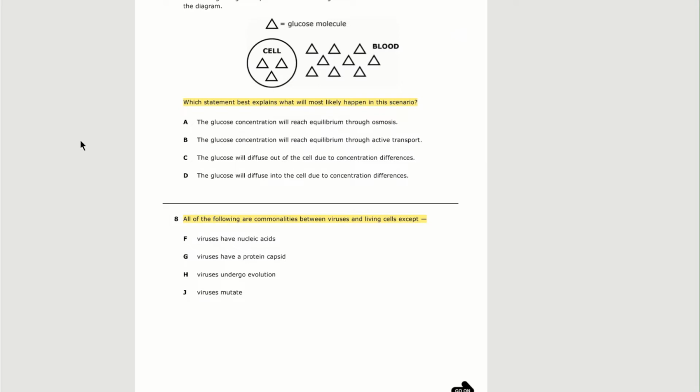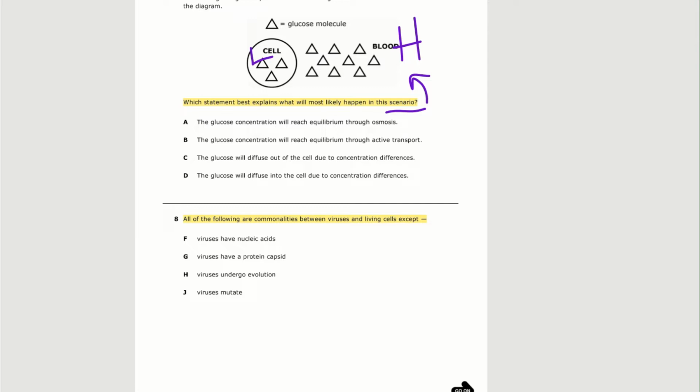So after eating a large meal, this happens. Which statement best explains what will most likely happen in the scenario? So I have to look at the scenario. What's happening? You look where it says glucose and blood. It looks like there is a low amount there and there is a high amount there. Does it tell me which way it's going? Not really. Does it say ATP energy anywhere? No. Okay. So before you look at the answers, analyze what you have to look at. That way you can decide what you think it might be and not get confused when you see the answers.